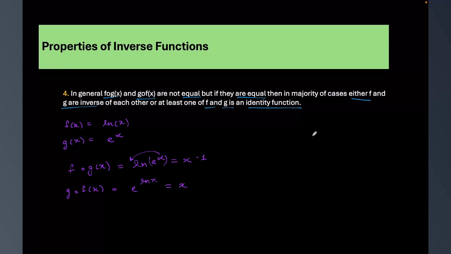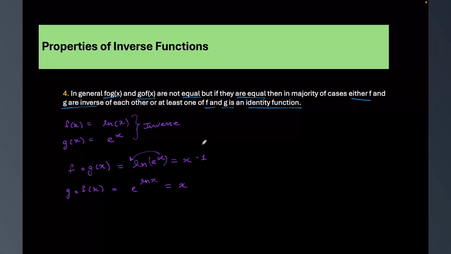Okay, so essentially what we just had is an identity function in both cases. If we have a composite function where both f of x and g of x are inverse functions, right? They're inverse of each other.